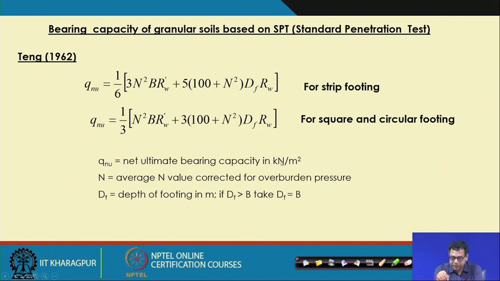bearing capacity, which is in kilonewton per meter square. N is the average N value corrected for overburden pressure. So, this is corrected only for the overburden pressure, not any other corrections applied along the measured N value. That corrected N value, corrected by overburden pressure, is this N, and df is the depth of the footing, and if df is greater than b, then take df is equal to b.